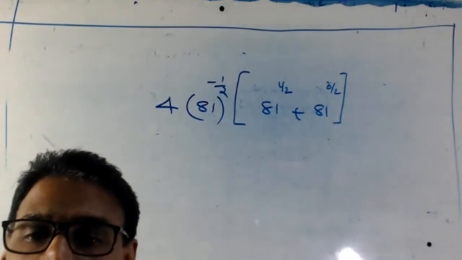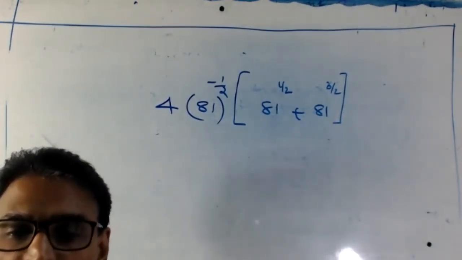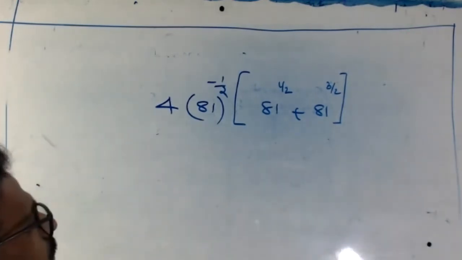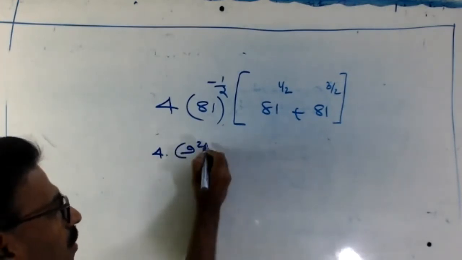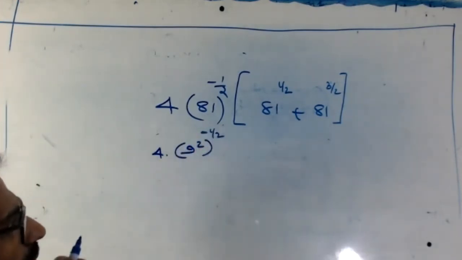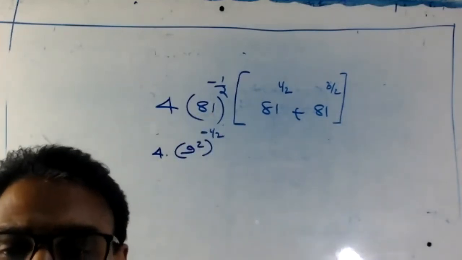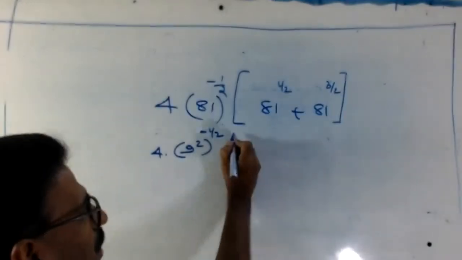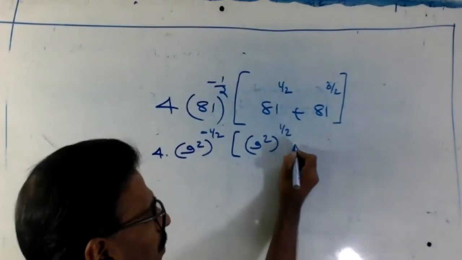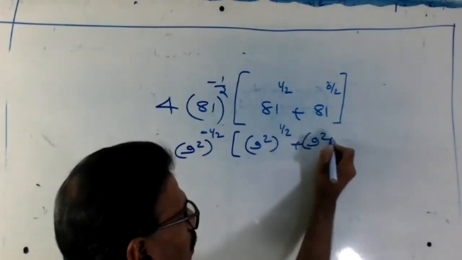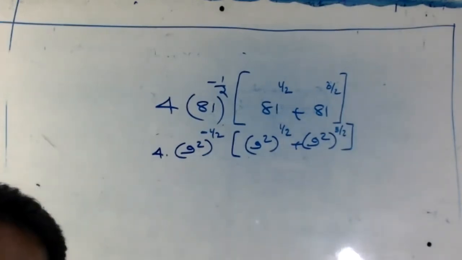Okay, now I'll show this. Look at here, listen all. How many answers are there? Look: 4 into (9 square) whole raised to minus 1 by 2. Any objection? 81 is (9 square) whole raised to minus 1 by 2, into (9 square) whole raised to 1 by 2, plus (9 square) whole raised to 3 by 2. This step okay or not, everyone? This step clear?